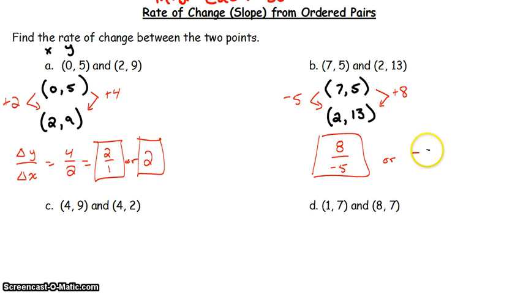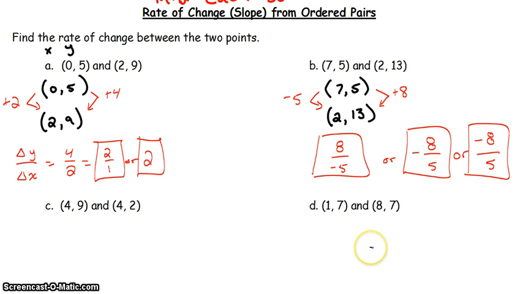You can change that to a negative 8 over a positive 5, or a negative in front. Or you could have negative 8 over positive 5. All three of those are the same thing, because recognize if you had started with this 2, 13 ordered pair on top, your 8 would have been negative, but your 5 would have been positive. So any of these three answers are correct. Just notice the 8 is always in your numerator, the 5 is always in your denominator.